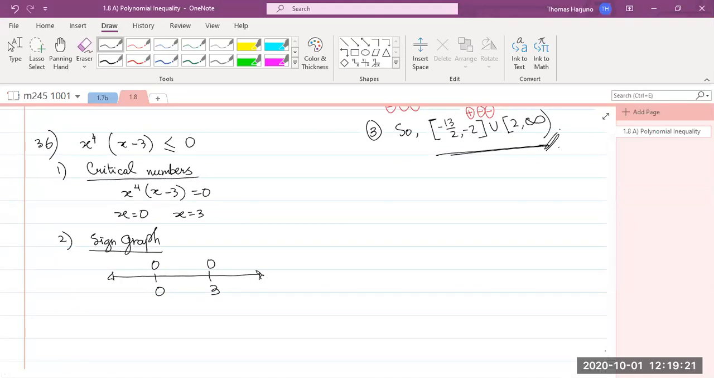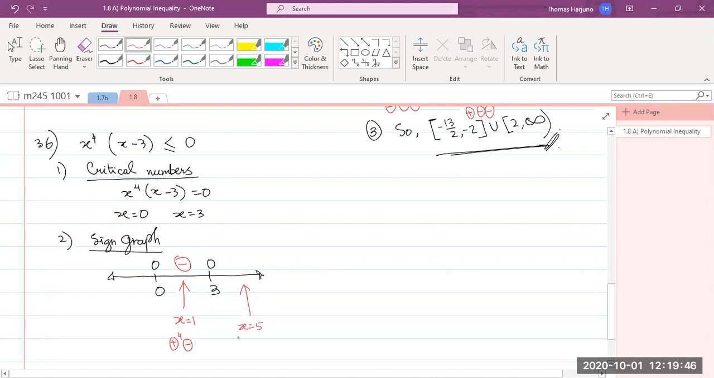Now I will do testing points. Let's say x equals 1. 1 to the 4th is positive, so that's positive times negative, which is negative. Let's say x equals 5. 5 to the 4th is positive, and 5 minus 3 is positive 2, so all of them are positive. This is positive.